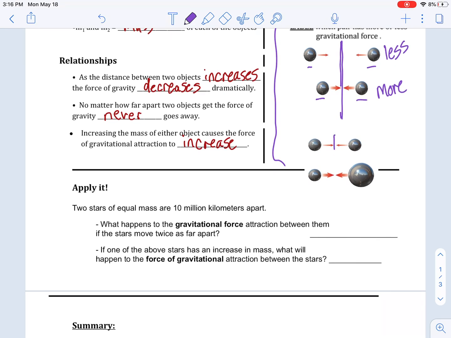In the second set, they look like they're the same distance apart, but what's different here is that there's a bigger mass. One of these has got a bigger mass. So that one is going to have more gravitational force than this first pair.